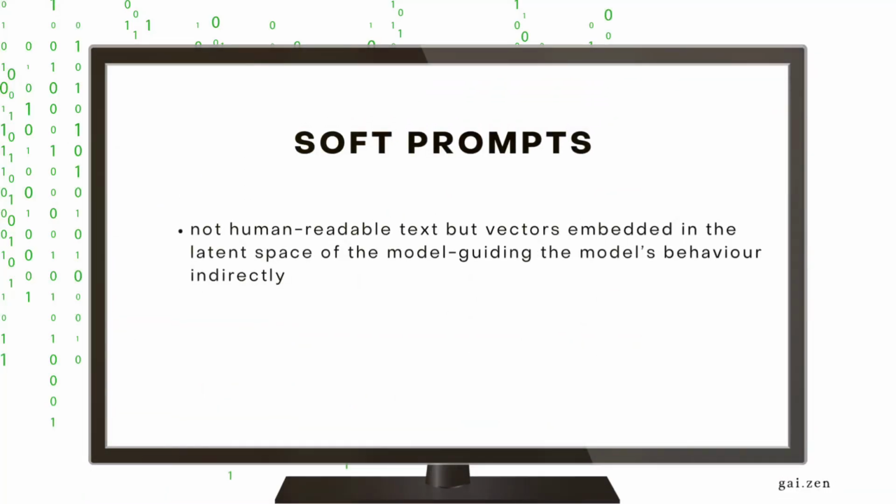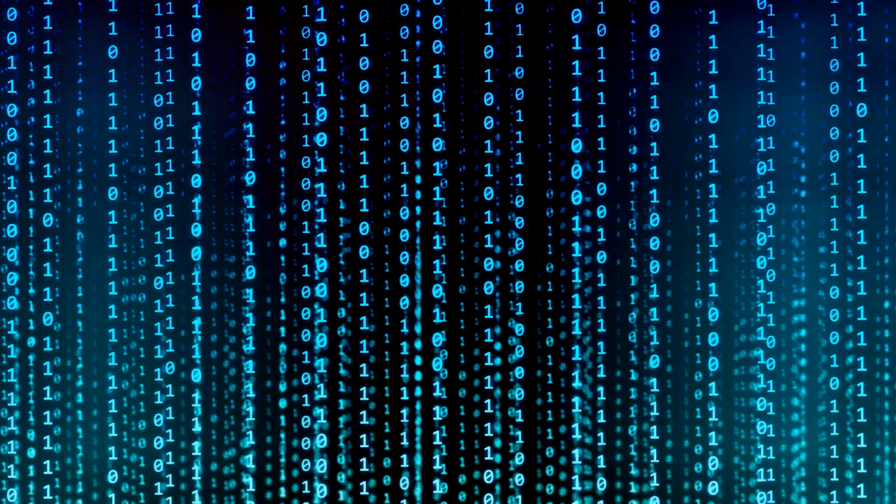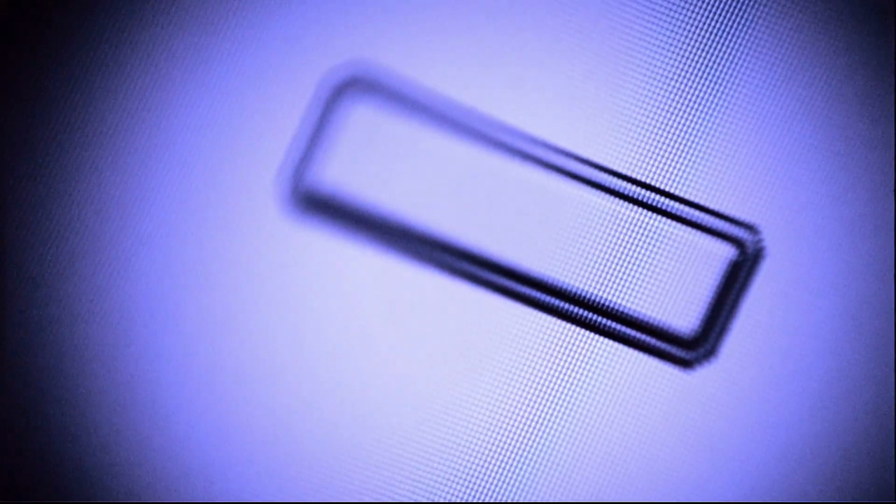Soft prompts, on the other hand, are not human-readable text but vectors embedded in the latent space of the model, guiding the model's behavior indirectly. For context, vectors are numerical instructions of unstructured data that work behind the scenes. For a breakdown of unstructured versus structured data, check out last week's video, Intro to AI Basics.